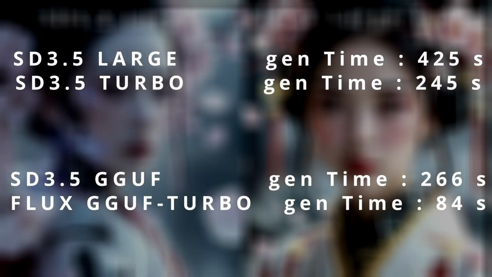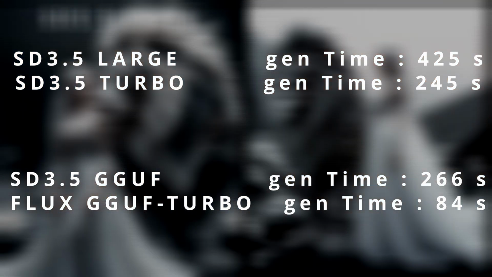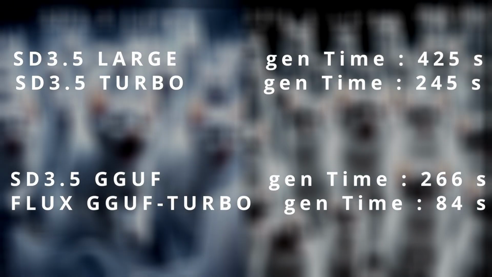Now let's talk about the generation time. For the large and the turbo model, the generation time was very long. However, for the SD3.5 GGUF model, the generation time was equal to the turbo one, but it gives us better quality compared to the large model. We can clearly affirm that this GGUF model is the best among all these SD3.5 models.